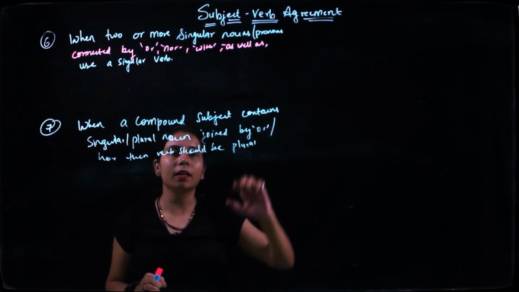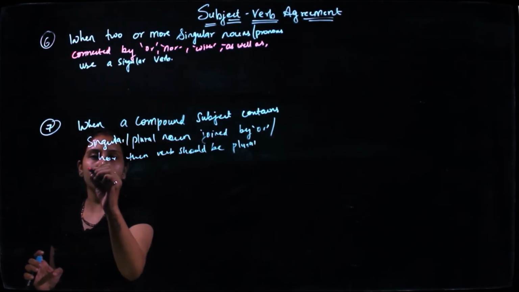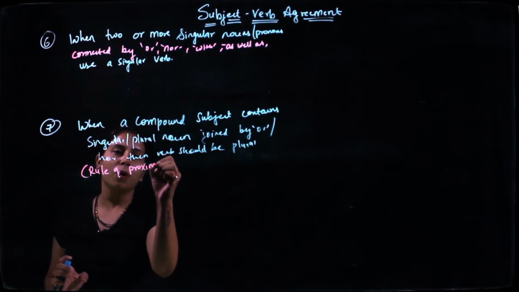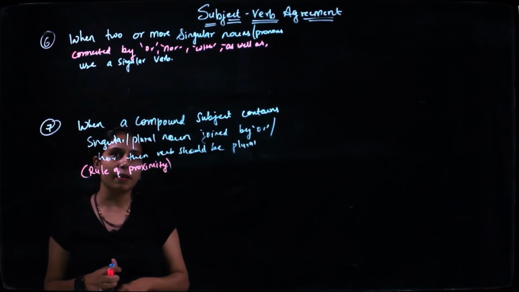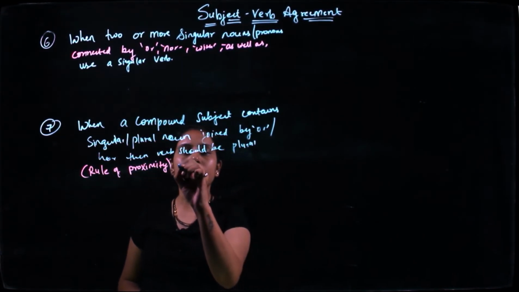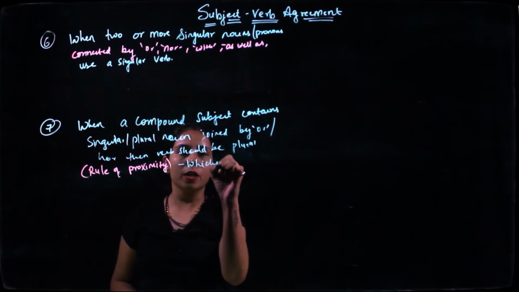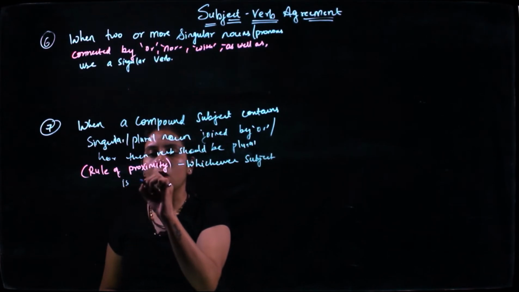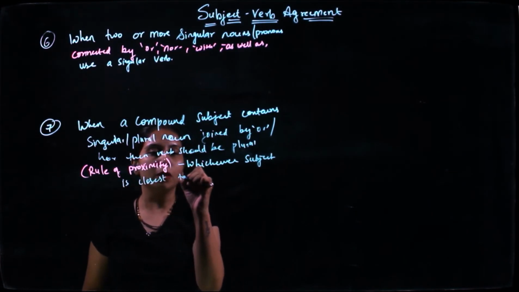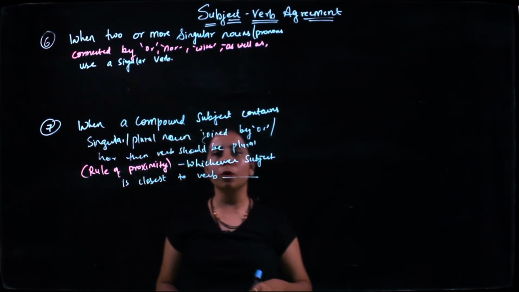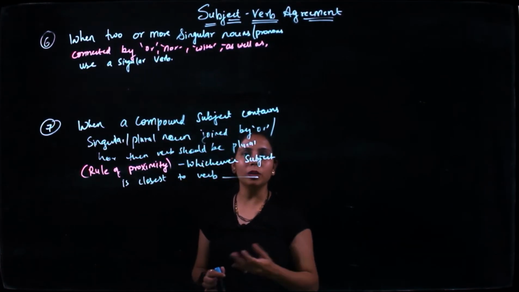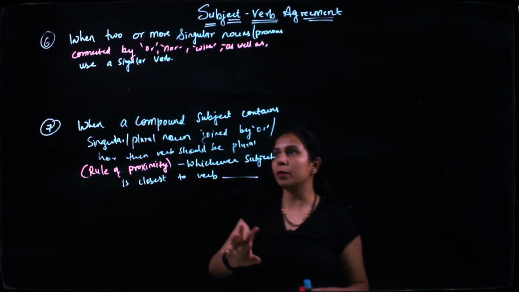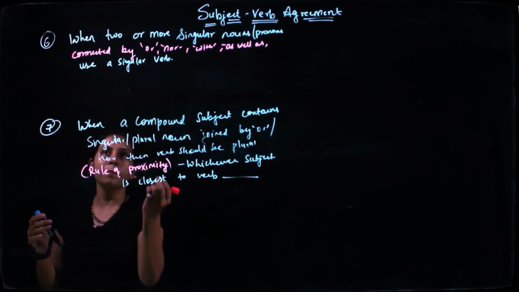Now you would say why we are considering it separately. This rule we call the rule of proximity. One twist is here in this seventh point, that is whichever subject is near or closest to the verb, that would be taken. If the subject which is near to the verb is plural in nature, then the verb would be plural, otherwise it would be singular. I would take examples of both and you would get clarity.